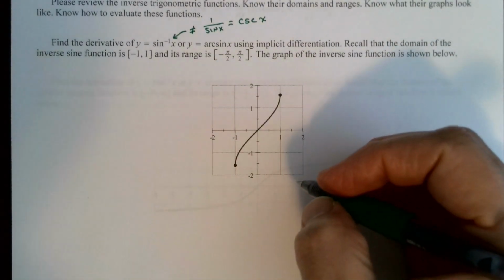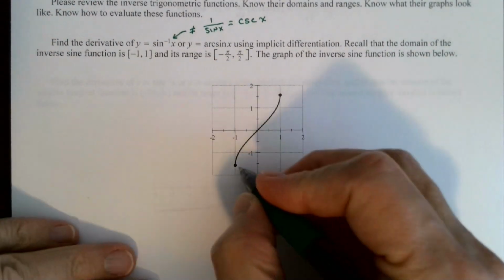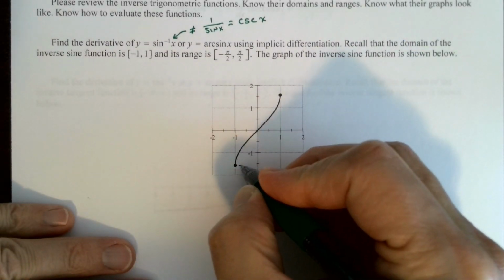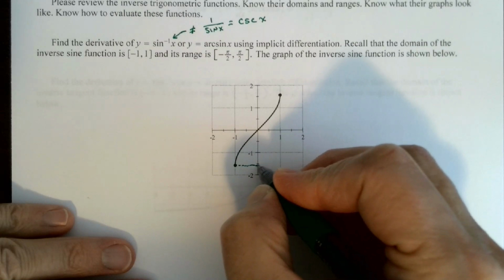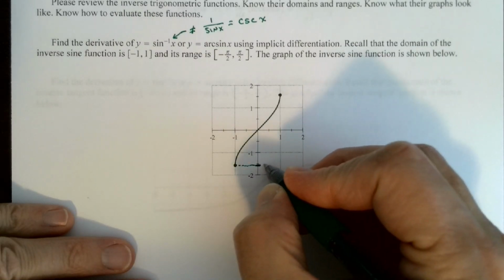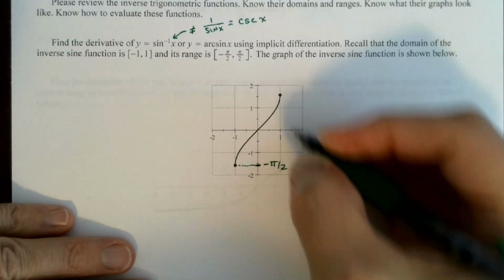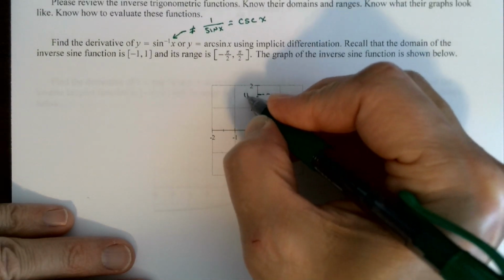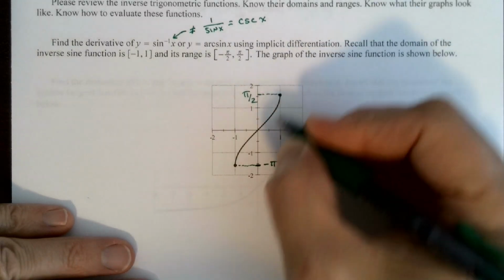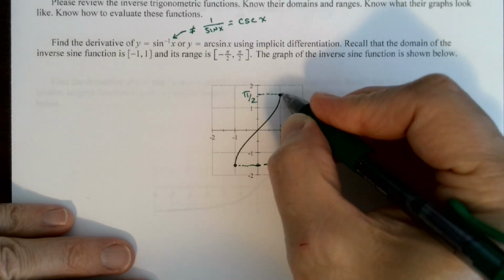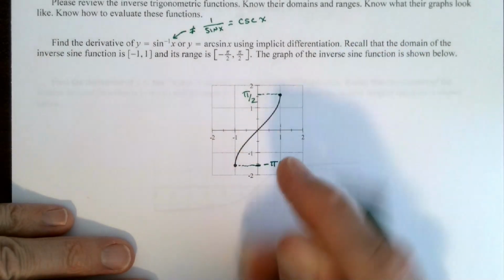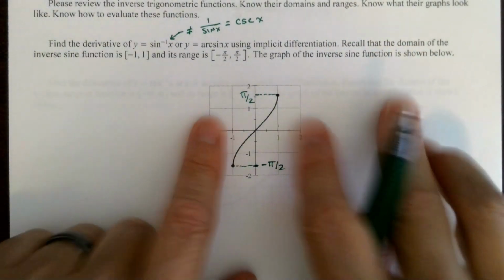Here's the graph of the inverse sine function. Notice, as we said, its range is going from -pi over 2. So right down here, about -1.57, is -pi over 2. And then up here, this is pi over 2. So this point up here is the point 1 comma pi over 2. So here's the graph, and notice the domain is just between -1 and 1.